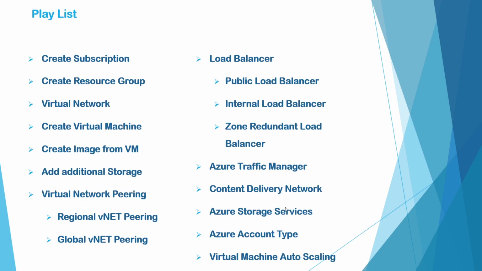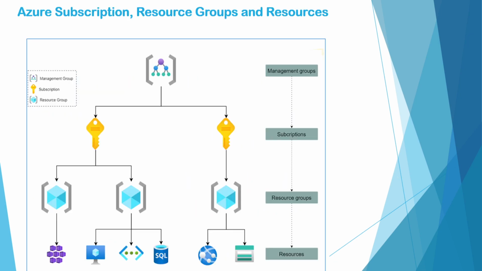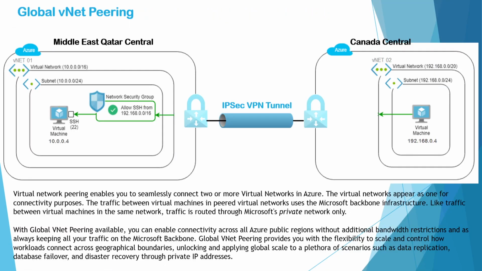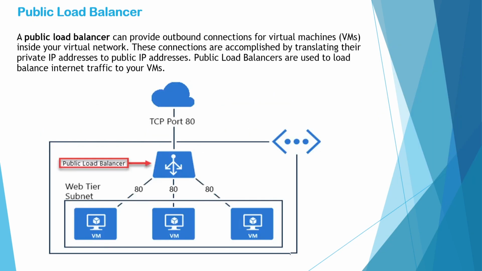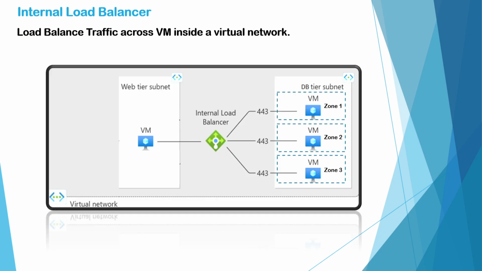In our last video, we configured our public load balancer. Now it's time to play with the internal load balancer and zone redundant load balancer. So let's jump into it. These are the things which we have already configured, probably in load balancer, the public one which we configured in our last video. Now we will play around with the internal load balancer.